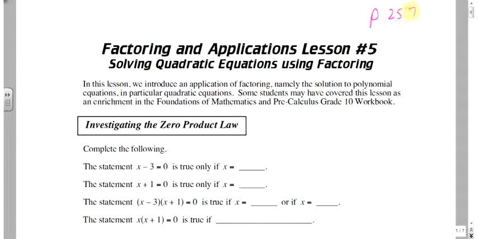Okay, this is on page 257. Solving quadratic equations using factoring. We've been doing a lot of factoring. So far it's just been a skill. Now we're going to see why we're teaching you to do this. What can you do with it?